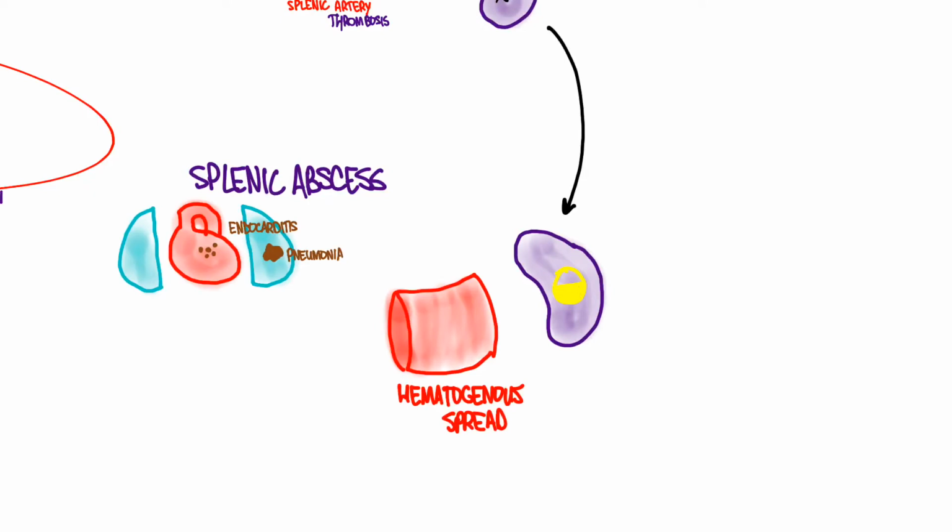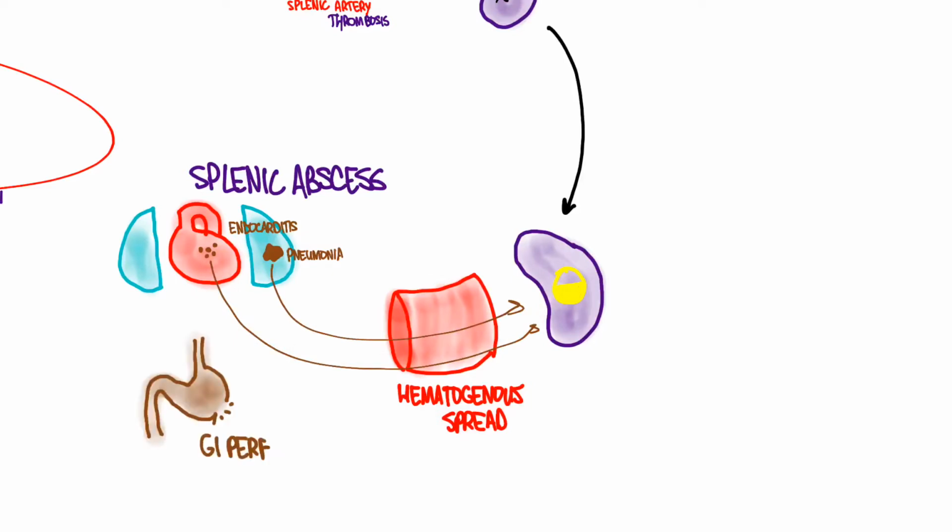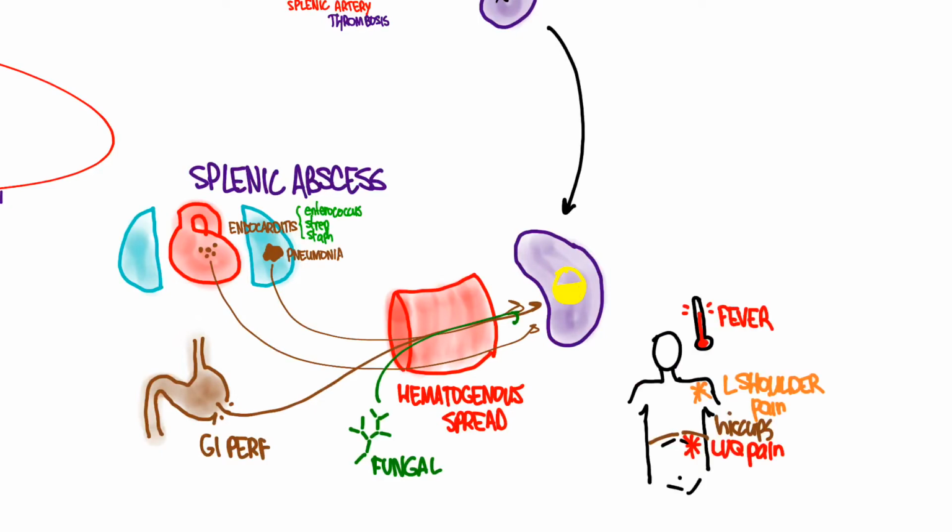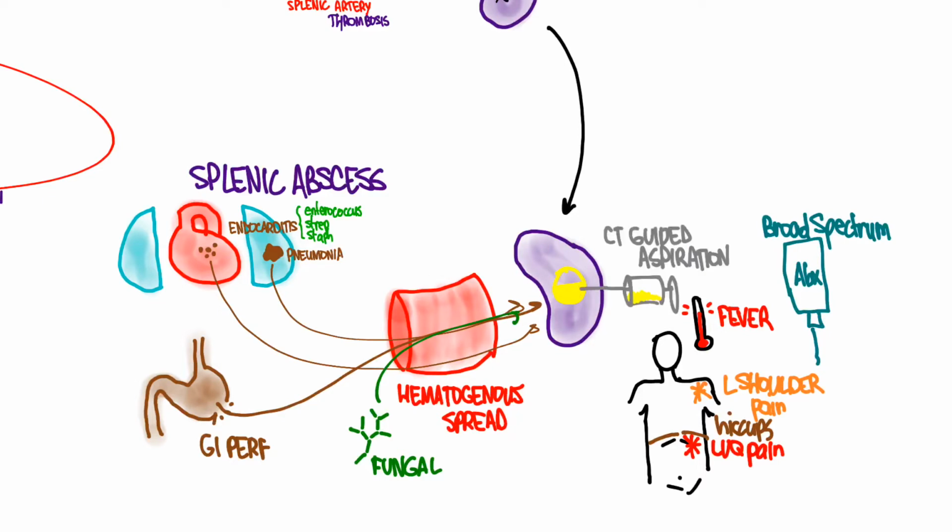And we also may have hematogenous spread of endocarditis and even pneumonia that goes to the spleen, or even from GI sources like a GI perf, and even fungal causes. And as expected, patients will present with fever, left upper quadrant pain, and referred pain to the left shoulder. And because it's going to irritate the diaphragm, hiccups. And treatment will include broad-spectrum antibiotics, CT-guided aspiration, and even splenectomy, both of which can lead to bleeding complications.